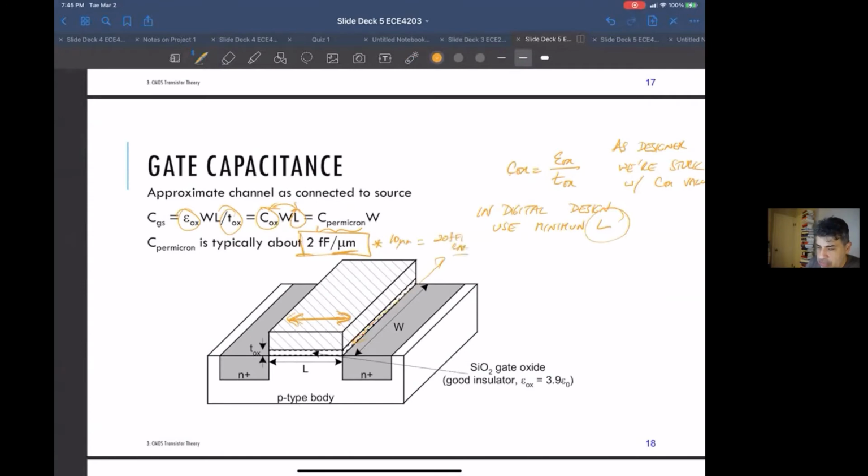So basically notice this capacitance that's given in this example is per linear dimension, it's not per area. Okay, so 2 femtofarads per micron means that if I have a minimum length device, and my device is 10 microns wide, I end up with 20 femtofarads of capacitance. These are all just simplifications you do to make calculations easy for yourself, okay?